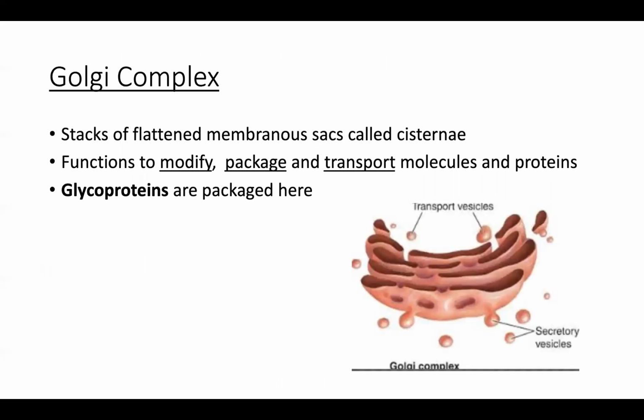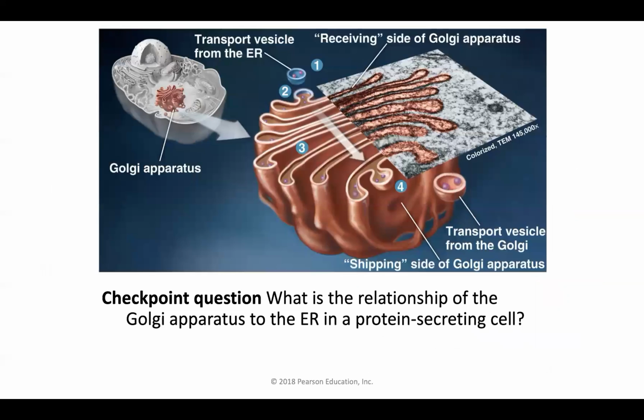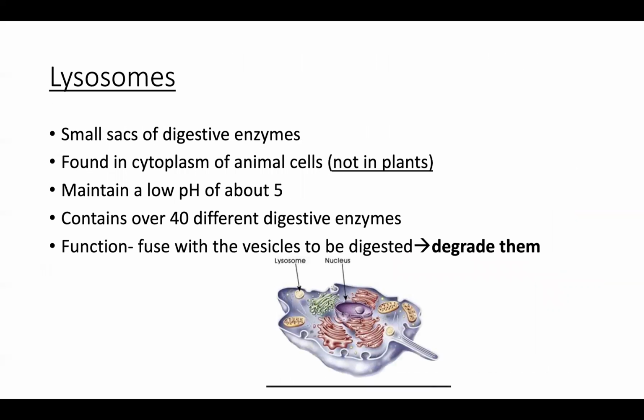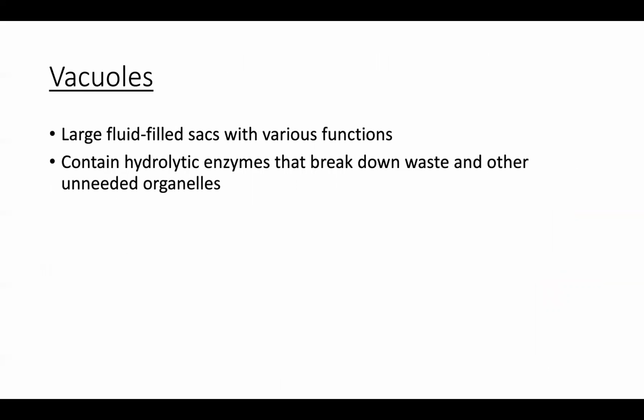Okay, the Golgi complex, same thing. Come back, take some time to understand what is the purpose of this Golgi complex, which is basically to modify, package, and transport molecules and proteins. So this is where we get our glycoprotein manufacturing going on. Lysosomes, these are important small sacs of digestive enzymes, right? They're basically going to function to degrade substances and molecules that the cell no longer needs. Vacuoles are large fluid-filled sacs with various functions. You're going to see this large central vacuole in the plant cell.